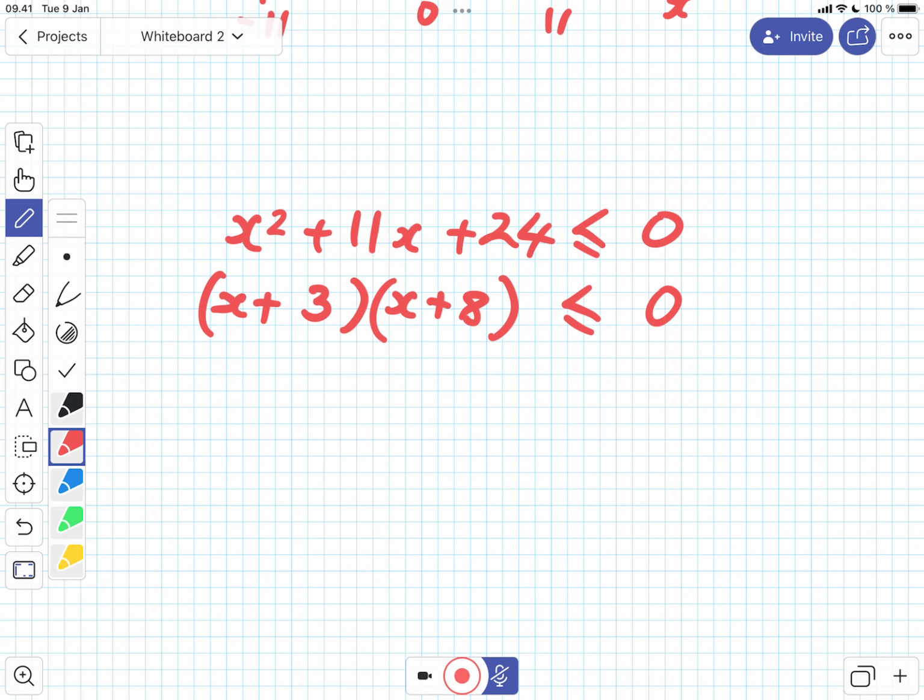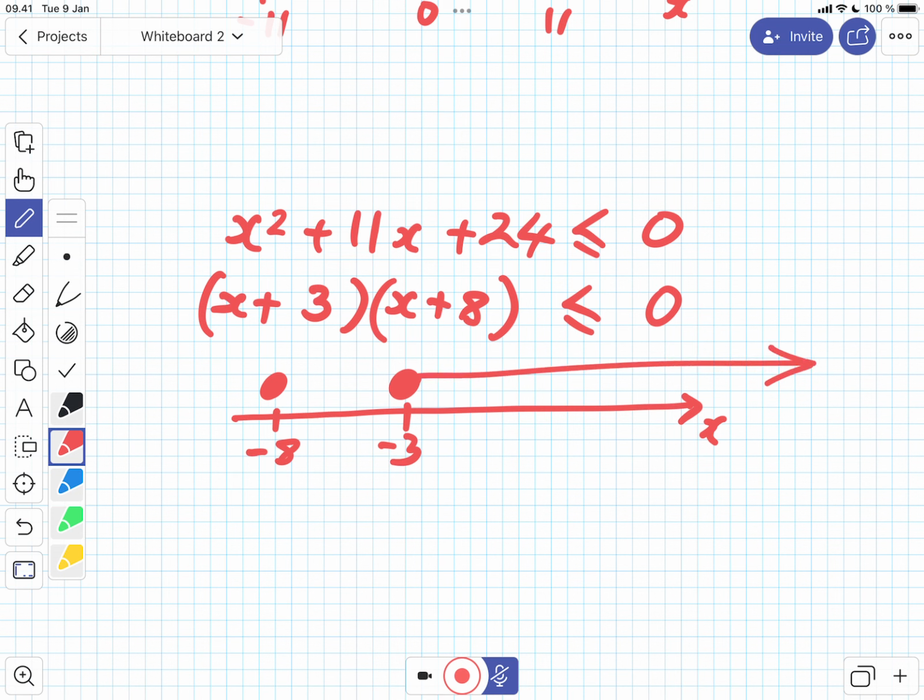And the values that will make it exactly 0 are when x is minus 3, so that the x plus 3 bracket comes out to be 0, or if x is minus 8, so that the x plus 8 bracket instead comes out to be 0. So let's think about that on a number line. If x is -8 or -3, there's x there, then the whole thing will come out to be exactly 0. So let's think what happens in between and on the other side of that.